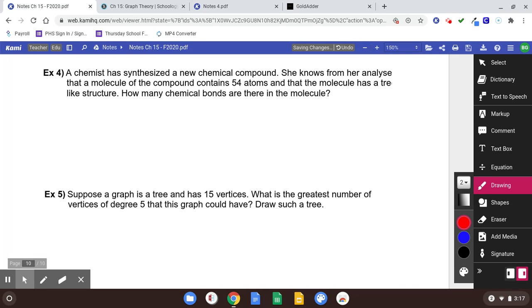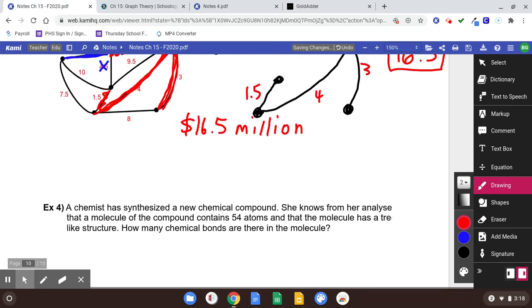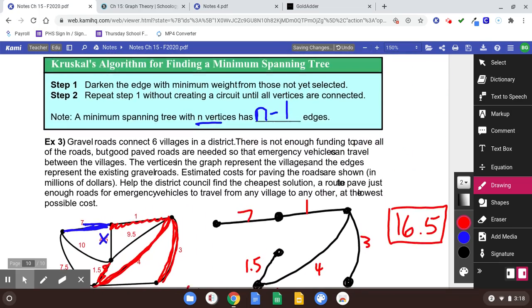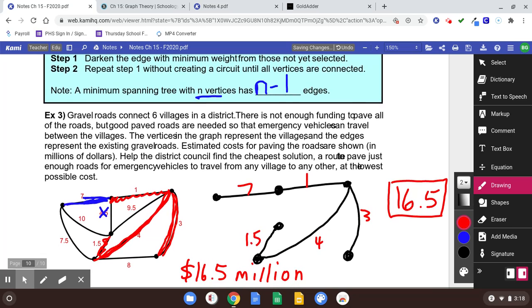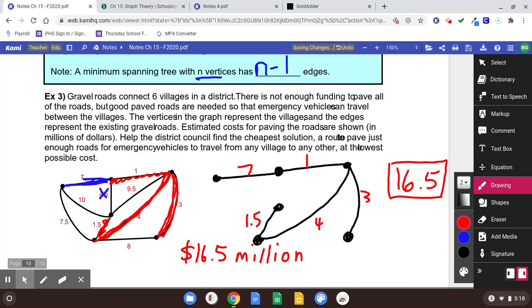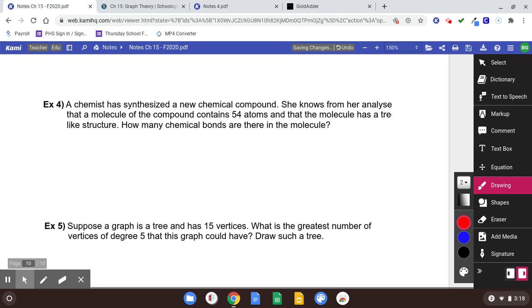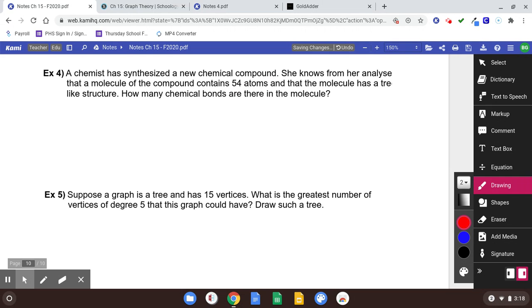Number 4. A chemist has synthesized a new chemical compound. She knows from her analysis that a molecule of the compound contains 54 atoms and that the molecule has a tree-like structure. How many chemical bonds are there in the molecule? Well, it's going to have N minus 1 edges, and that's what they're talking about with the bonds. It's going to be a tree with 54 vertices, so we're going to have N minus 1, which is 53 edges. Okay, so 53 chemical bonds.